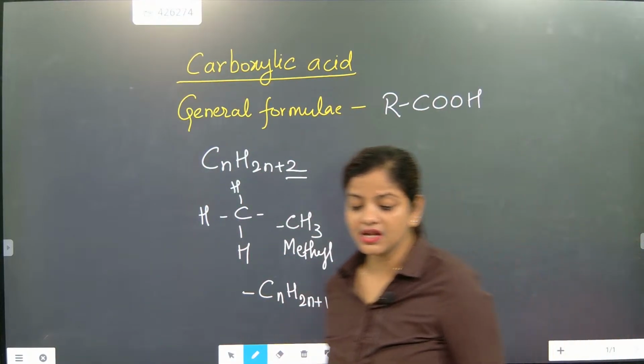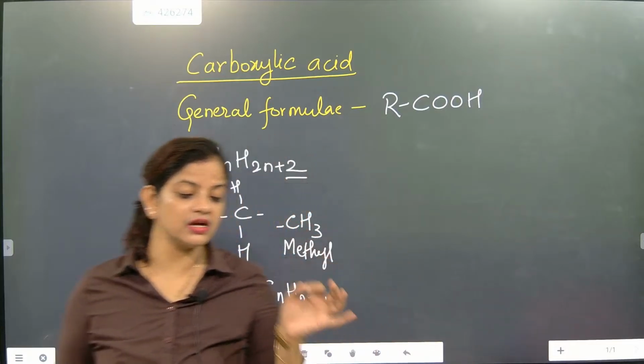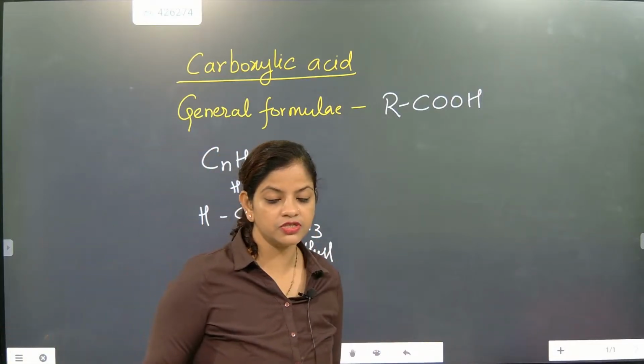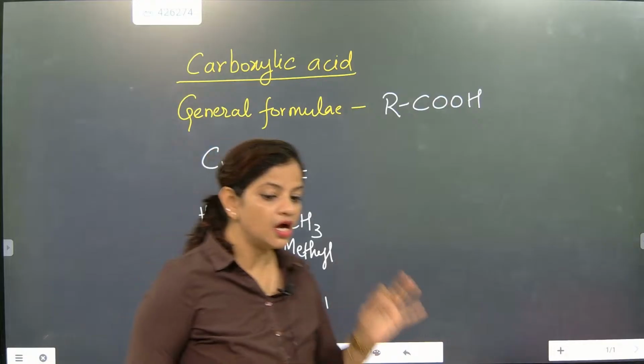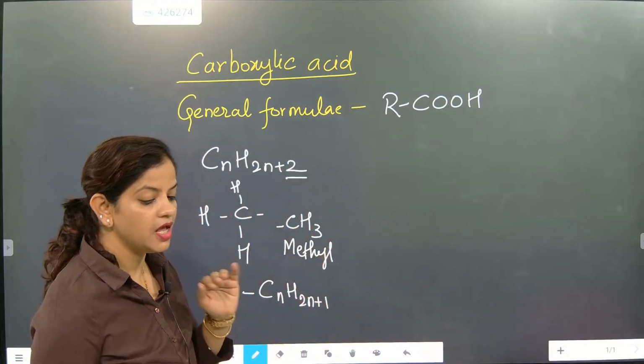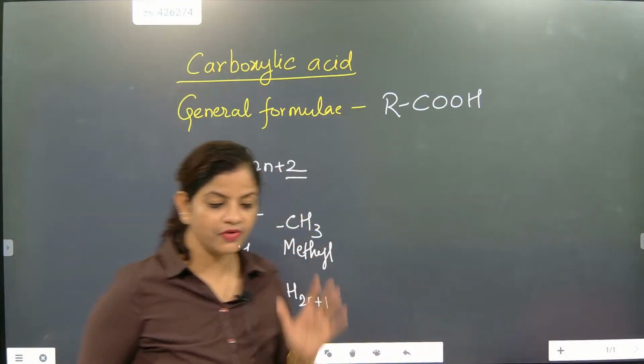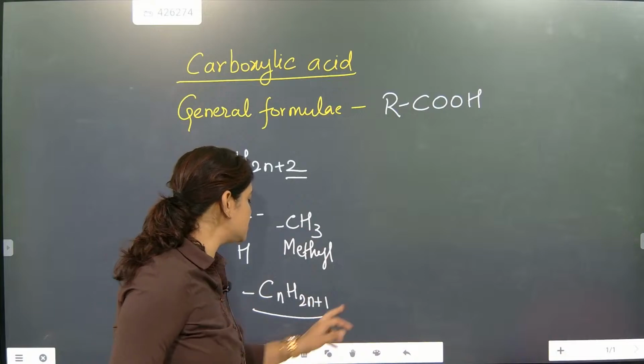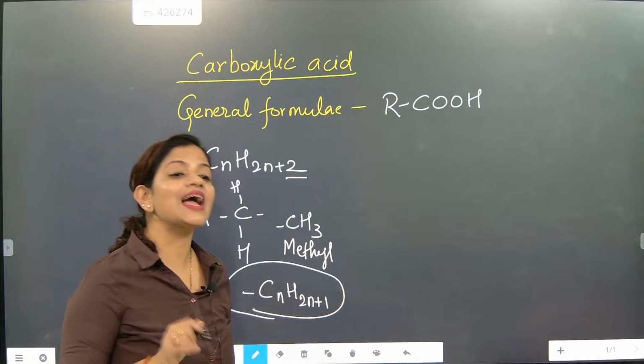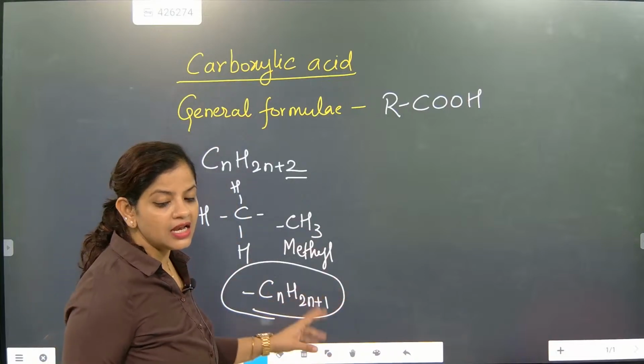M-E-T-H-Y-L. In nomenclature writing, every single letter counts a lot. Understood? One single mistake and everything will collapse. So you need to be very, very specific about it. This is called alkyl.